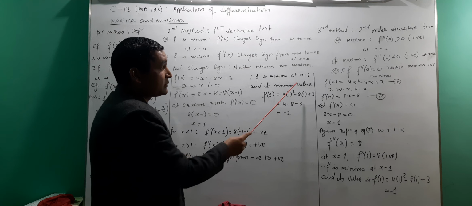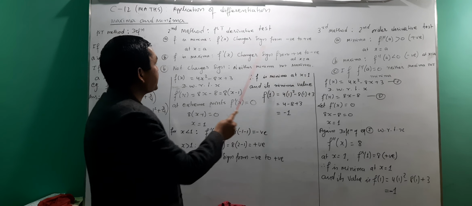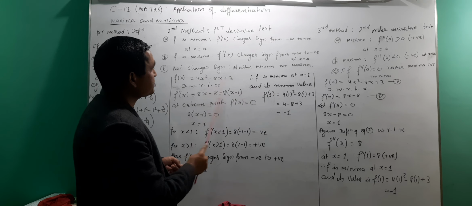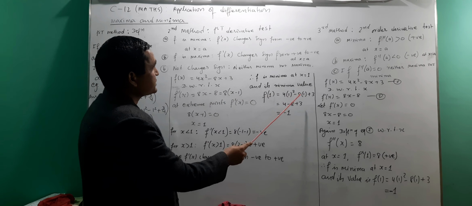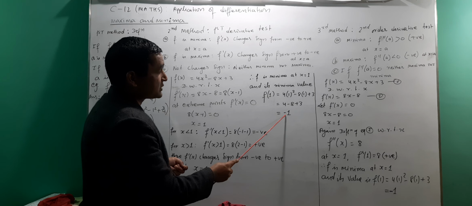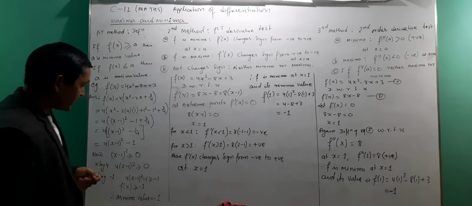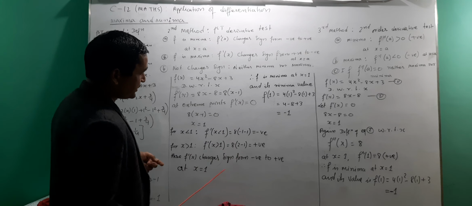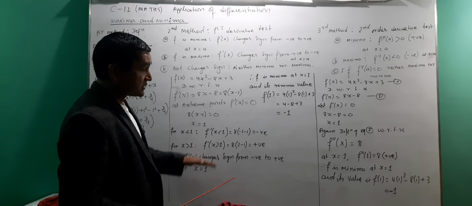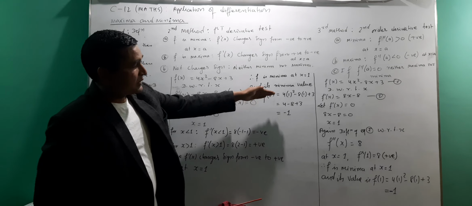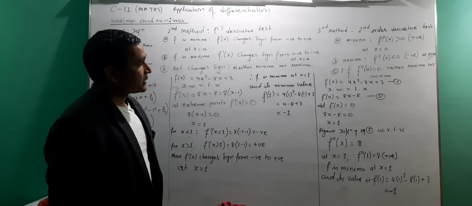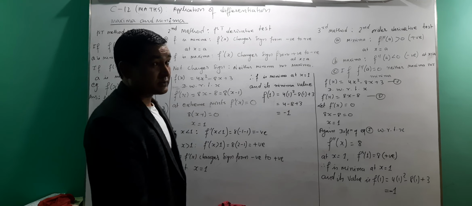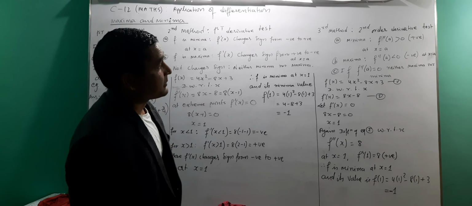To find the minimum value, just substitute this value of x in the main equation. The main equation is 4x² minus 8x plus 3, with x equals 1. After simplifying, you get -1. Look here, the value is the same. Up to here, we only checked whether the function is minima. This is just the checking part. After checking, you have to get the value separately. Just put the value of x in the main equation. Whatever you get is the value of either the minimum or the maximum.